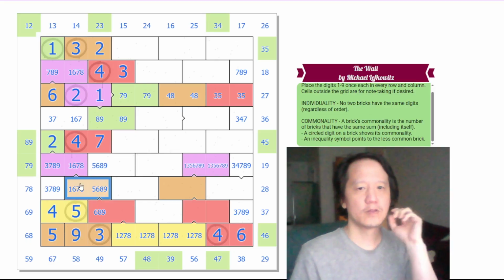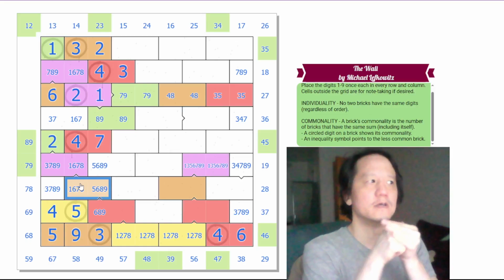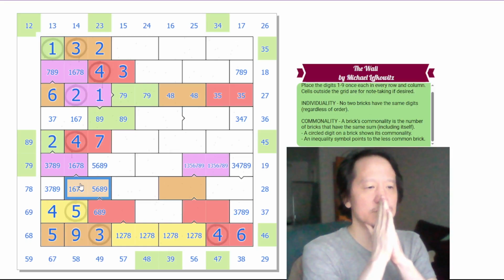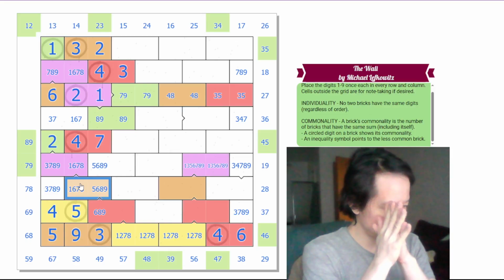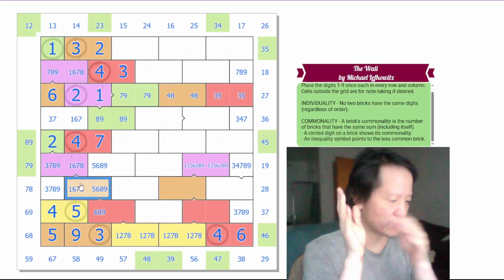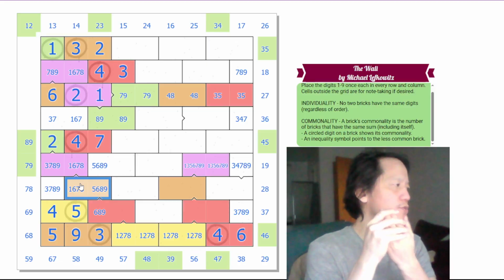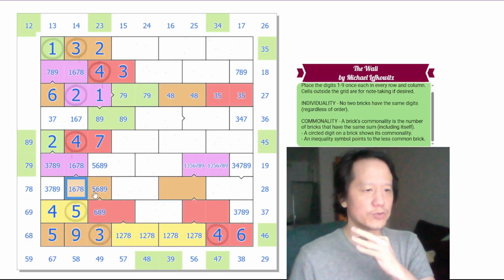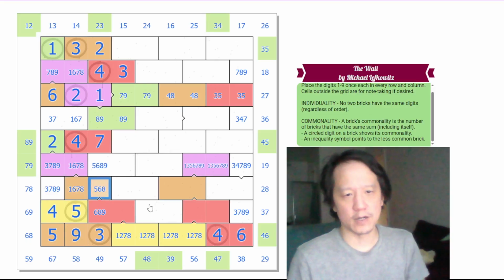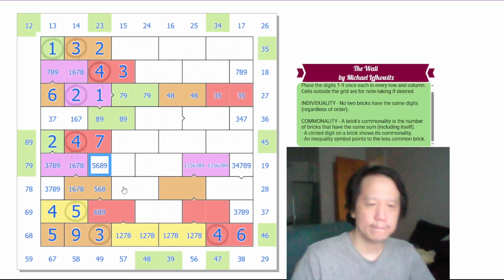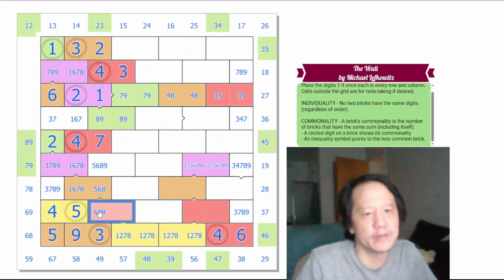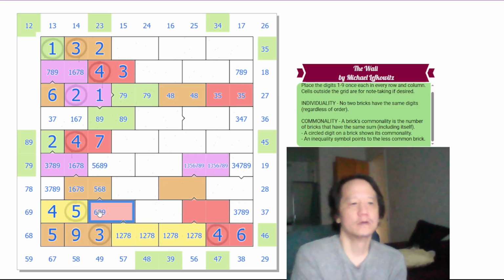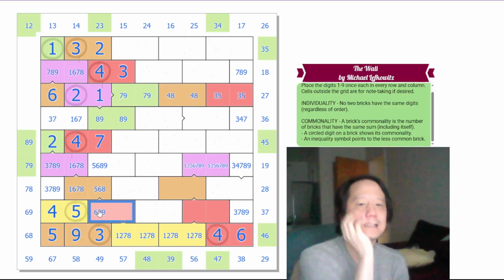But 3 commonality would add up to 5 or 6, or it's 12 or 13. And 9 would have to be with 3 or 4 here, so this cannot be 9. 4 commonality. 4 commonality can be... what else? What could it be?